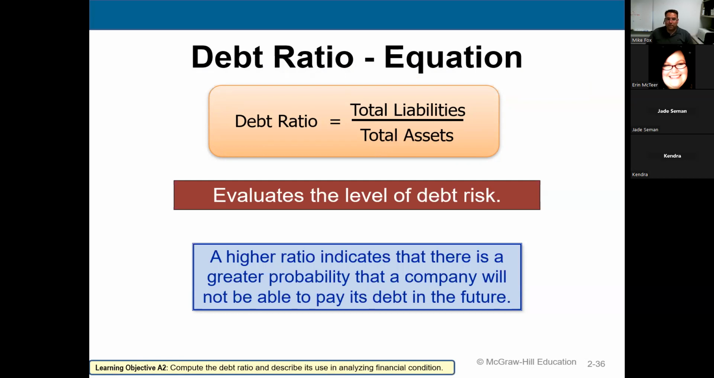So think about this. If our liabilities equals our assets, then our debt ratio would be 1. If our total liabilities are greater than our total assets, then our debt ratio would be greater than 1. And if our total assets were greater than total liabilities, then our debt ratio would be less than 1. So the higher the ratio is, the more debt risk a company has. So we want to see this ratio be lower if possible.